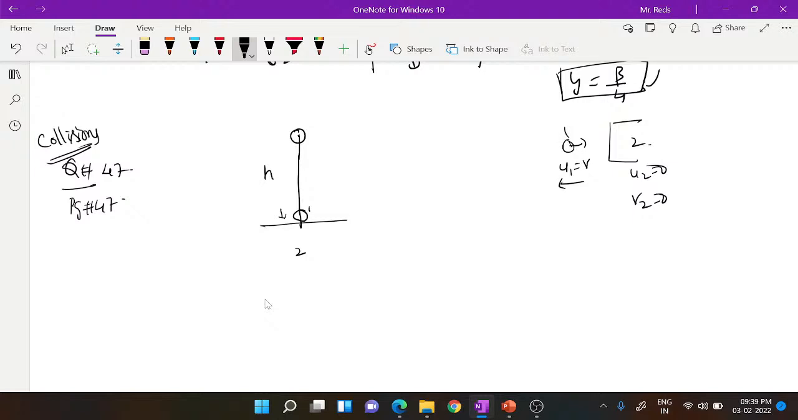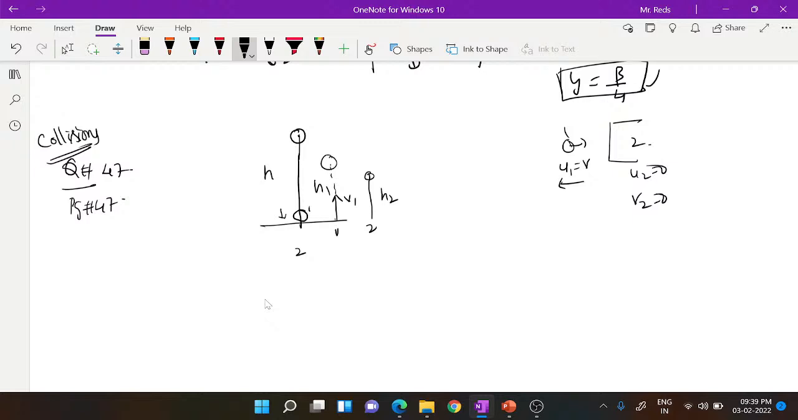The velocity with which it bounces up after the first collision, you have to take as v1. So here it will rise to some height h1. What is mentioned here is that the height of the fall is h equal to 4.9 meters. After the first collision it goes up, then comes down, then after the second collision it goes up to some height h2, right?